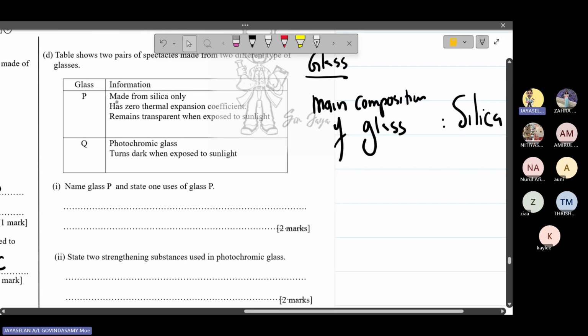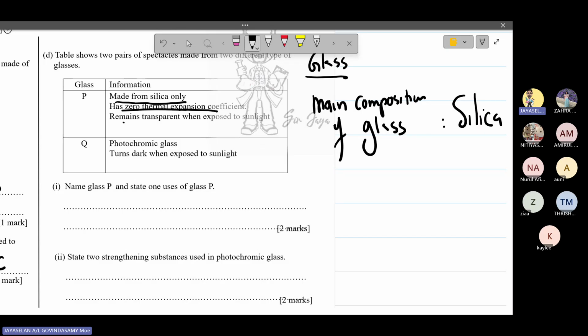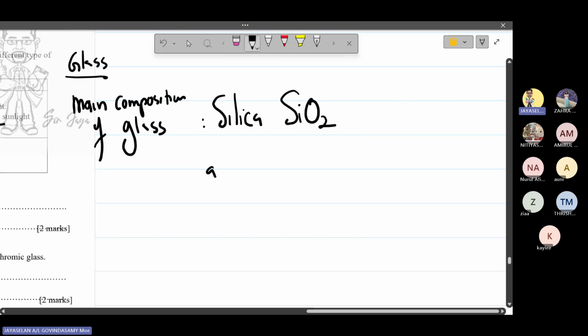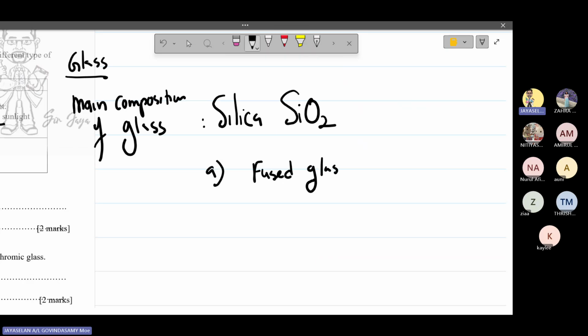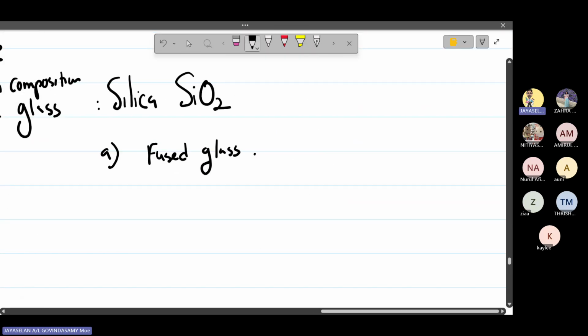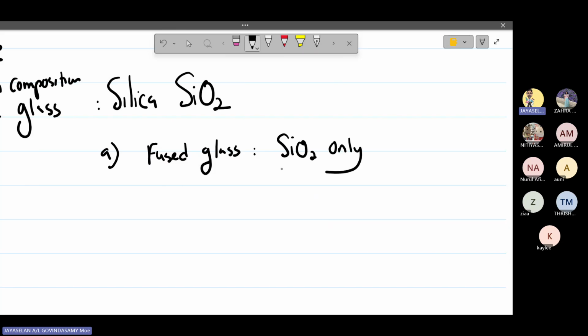Okay, you look. It's made up of silica only. It has zero thermal expansion. Remains transparent when exposed to sunlight. What is this glass? This is called fused glass. If you don't know, write it down. The first glass, I want you to memorize: fused glass. Fused glass is made up of SiO2 only. No other substance. Understand?